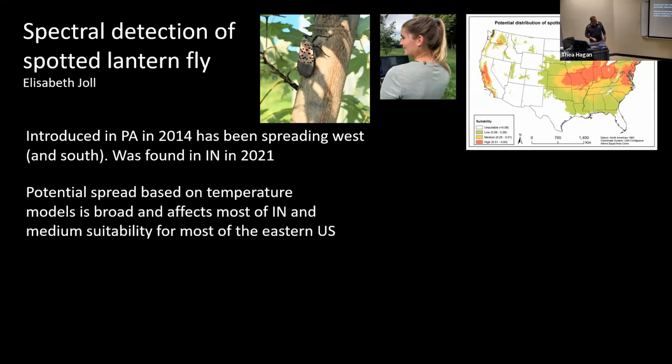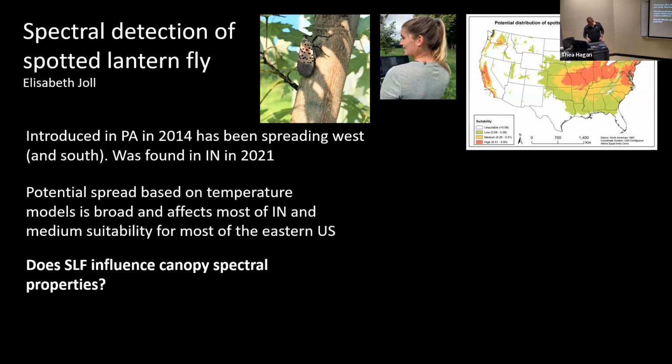If you look at temperature modeling, this is the projected distribution of lanternfly, and we're right here. So it could exist in quite a few spaces with us, but there's a good amount in the eastern United States that could support lanternfly establishment. It's a phloem feeding planthopper insect. It's very colorful. It's also very quick if you ever see it. It jumps really quickly if you're trying to catch it.